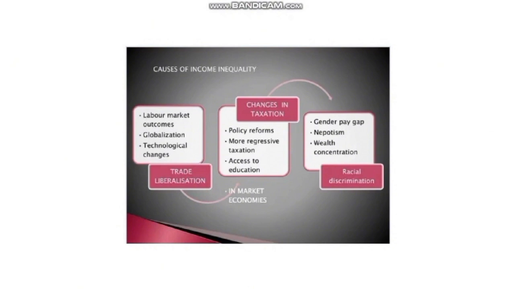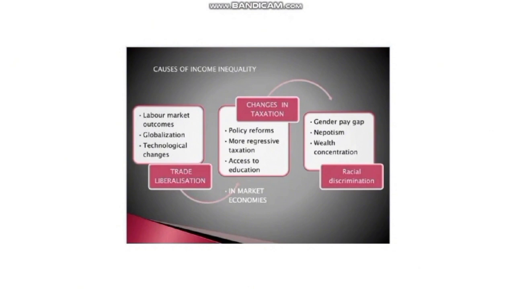Globalization. Globalization is a process of increased interconnectedness and integration among countries, economies, and cultures around the world. It involves the exchange of goods, services, information, and ideas across borders, facilitated by advancements in technology, transportation, and communication. Globalization has led to increased international trade, investment, and cultural exchange, but it has also brought about challenges such as economic inequality and cultural homogenization.